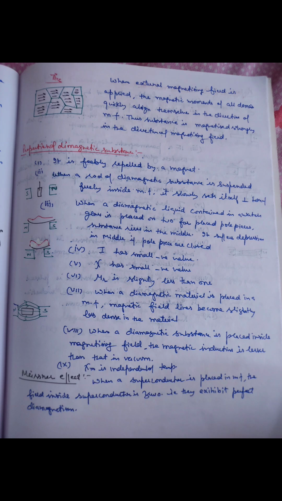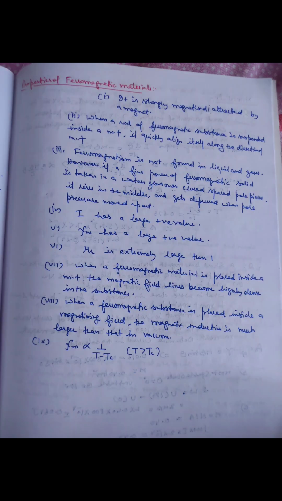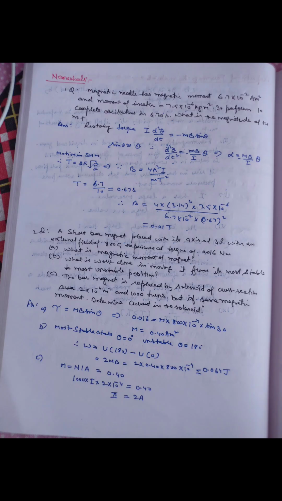Then there are some properties of diamagnetic, paramagnetic, and ferromagnetic substances. For diamagnetic substance, I is small negative, chi is small negative, mu r is less than 1. Whereas for paramagnetic substance, I is small positive, chi is small positive, mu r is slightly greater than 1. For ferromagnetic substance, I is large positive, chi is large positive, and mu r is extremely larger than 1. Then there are numericals based on the formulas used in this chapter.